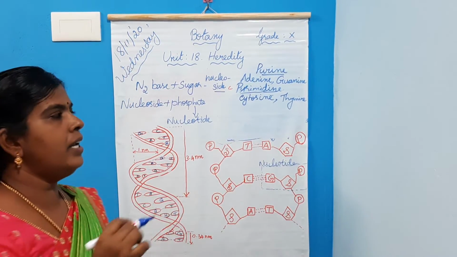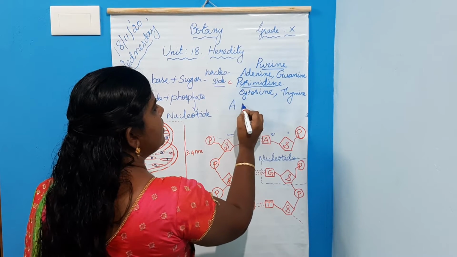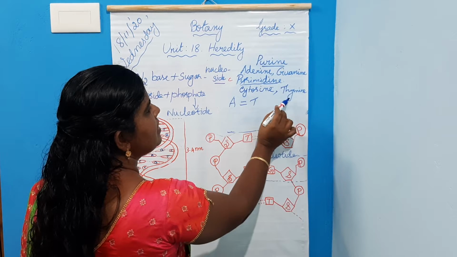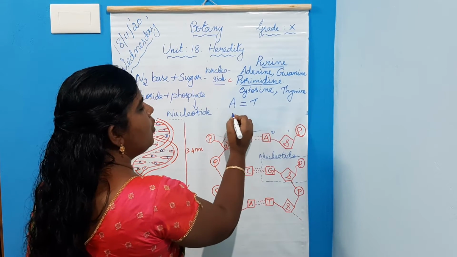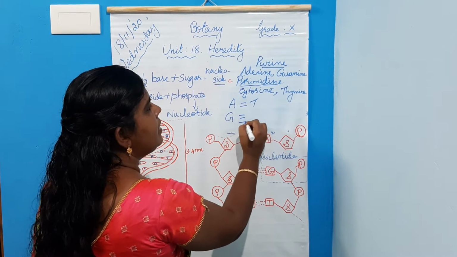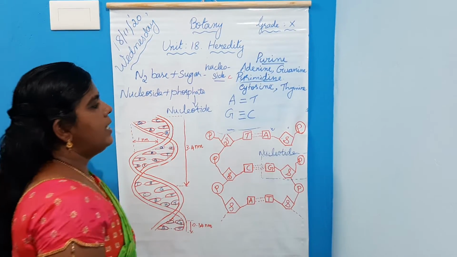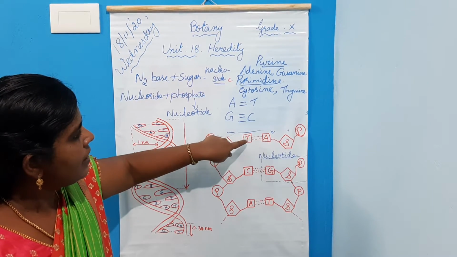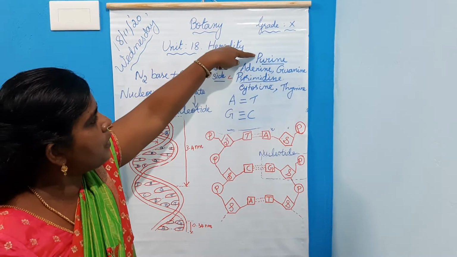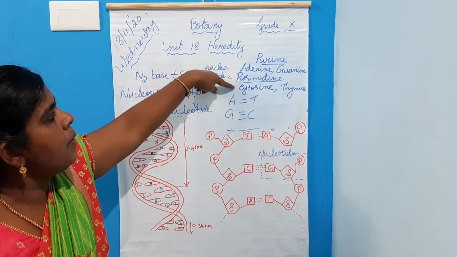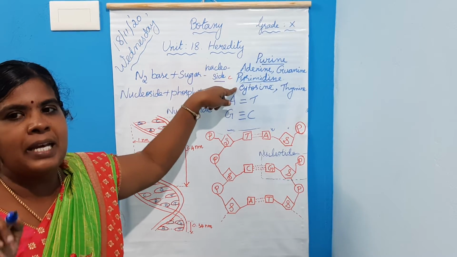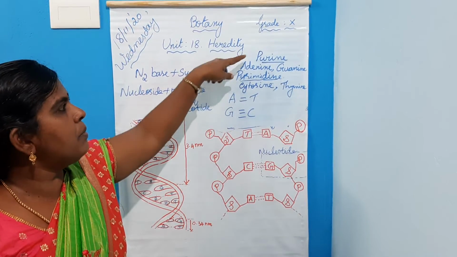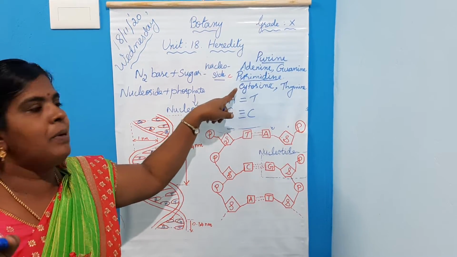Adenine always pairs with thymine with two hydrogen bonds. Guanine always pairs with cytosine with three hydrogen bonds. Listen here, adenine always pairs with thymine with two hydrogen bonds. One of the purine bases pairs with one of the pyrimidine bases. You all know that base pairing is specific. One of the purine bases is linked with one of the pyrimidine bases.